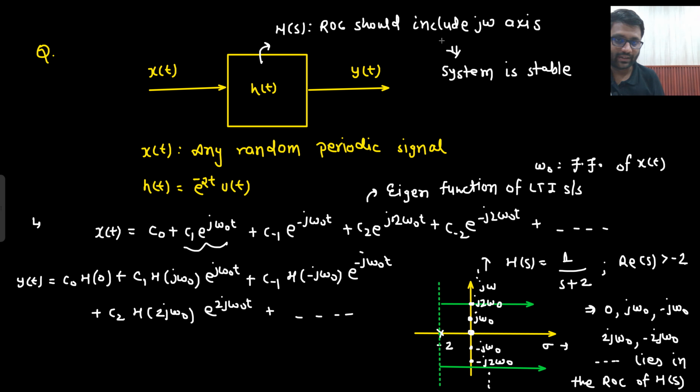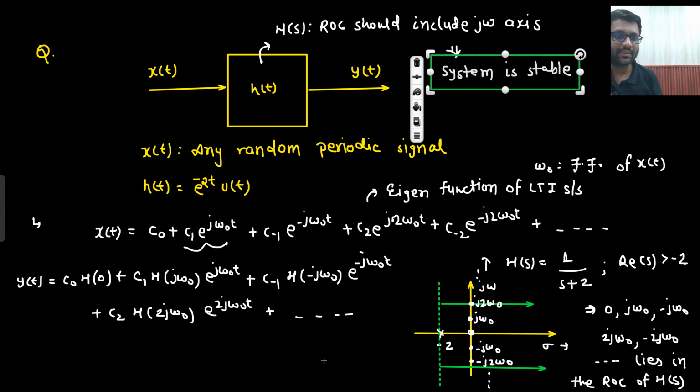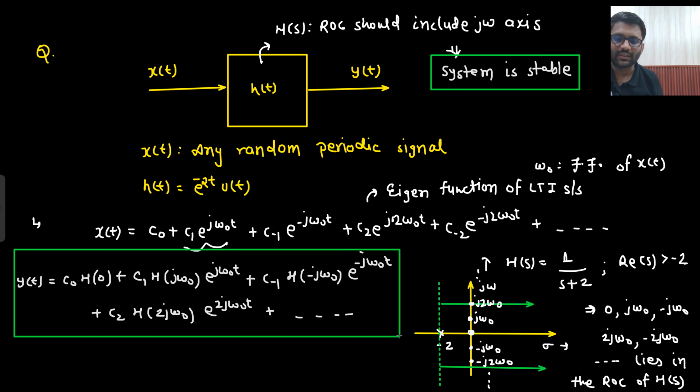A very important point here, the system has to be stable, because if the system is not stable, that means it is not including the j omega axis, and if it is not including the j omega axis, then all these points, j omega naught, minus j omega naught, 2j omega naught, minus 2j omega naught, will not lie in the region of convergence. And if they are not lying in the region of convergence, that means you cannot consider them as your eigen functions. So the output will be unpredictable, or you can say the output will be unbounded if your system is unstable, right? For a stable system, this will be the output.